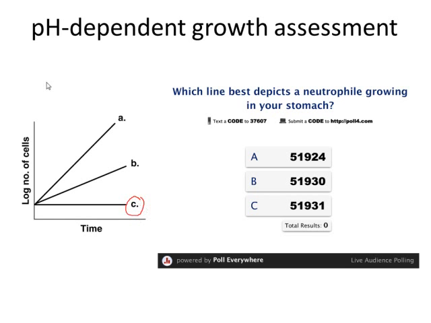Now, you needed to have some background knowledge. Whether you took A and P or not, we should understand that the stomach has a pH of about 2, which is extremely acidic. Therefore, the stomach acts as a protective barrier because neutrophiles cannot grow in your stomach due to the extreme pH. So now we see pH can affect bacterial growth.